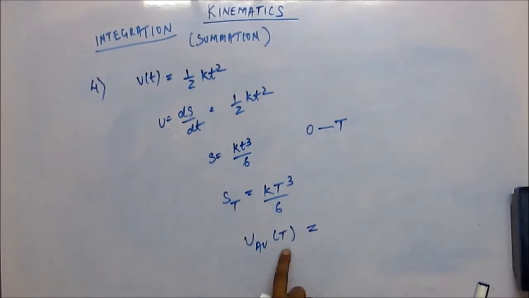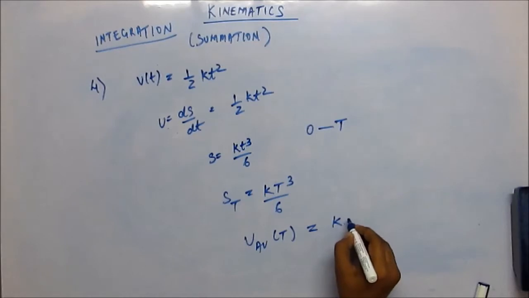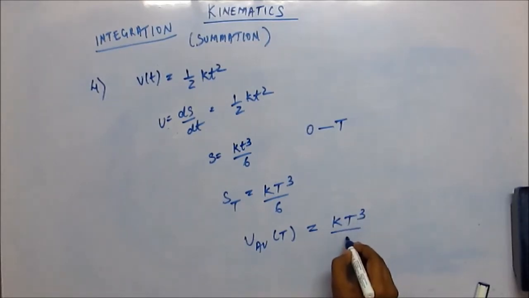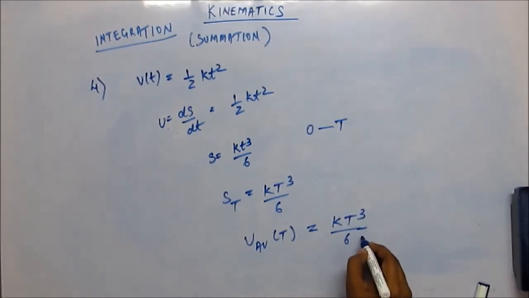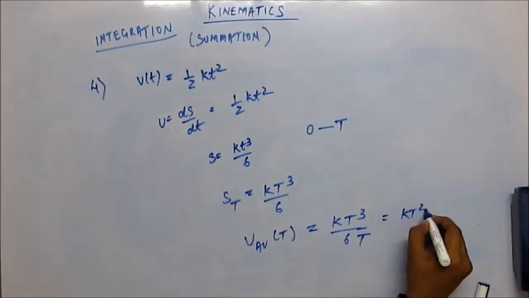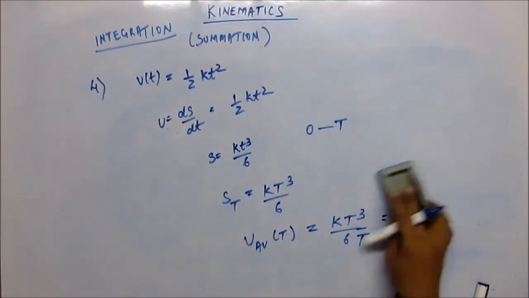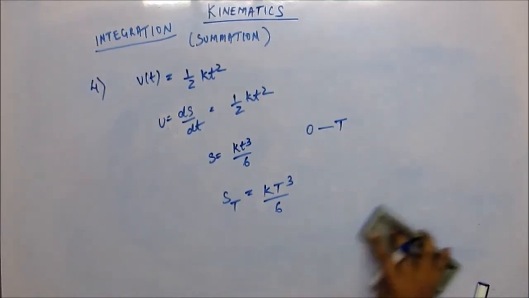Then for the time period from 0 to capital T, the distance covered is kt to the power 3 by 6 and the time taken is capital T. So it will be kt square by 6. This will be the average velocity. Okay. We'll do one more easy one.